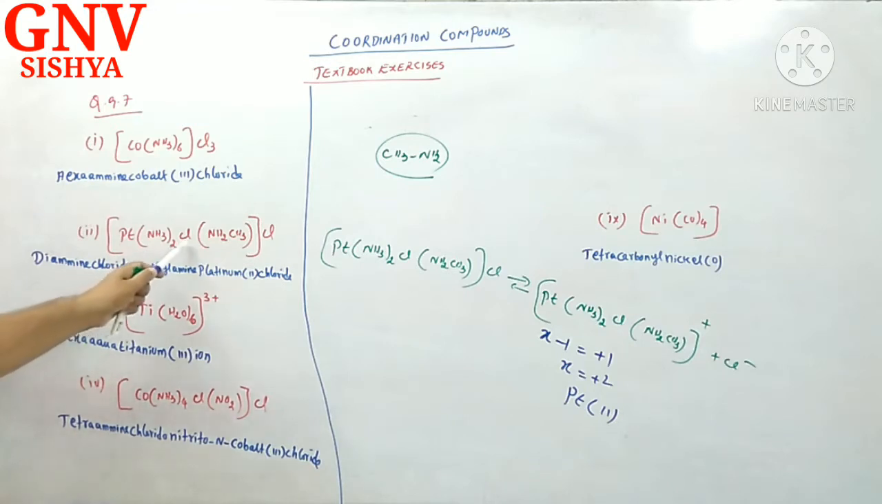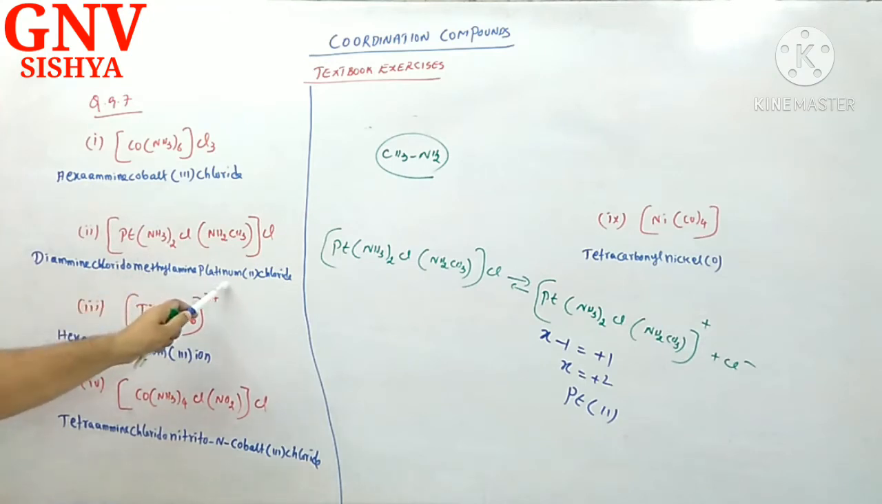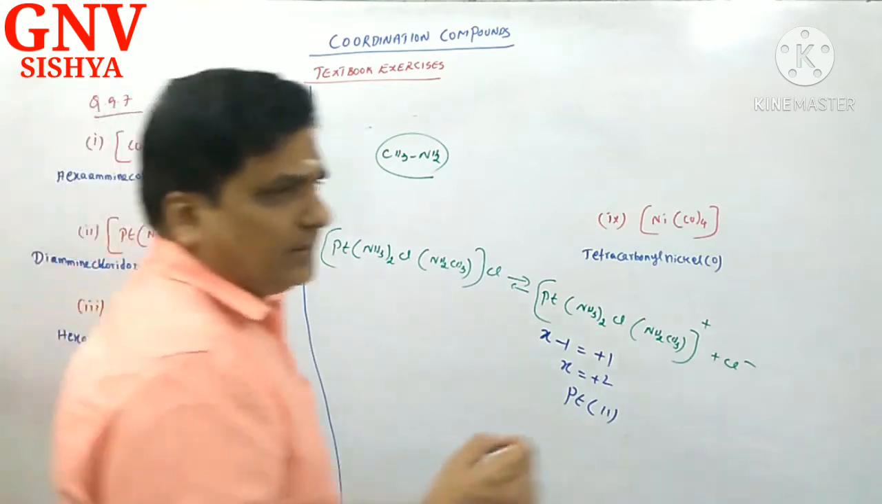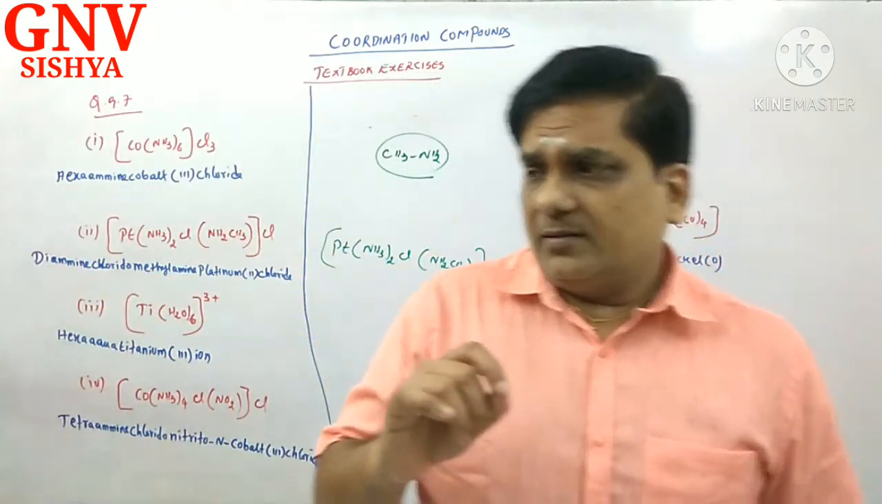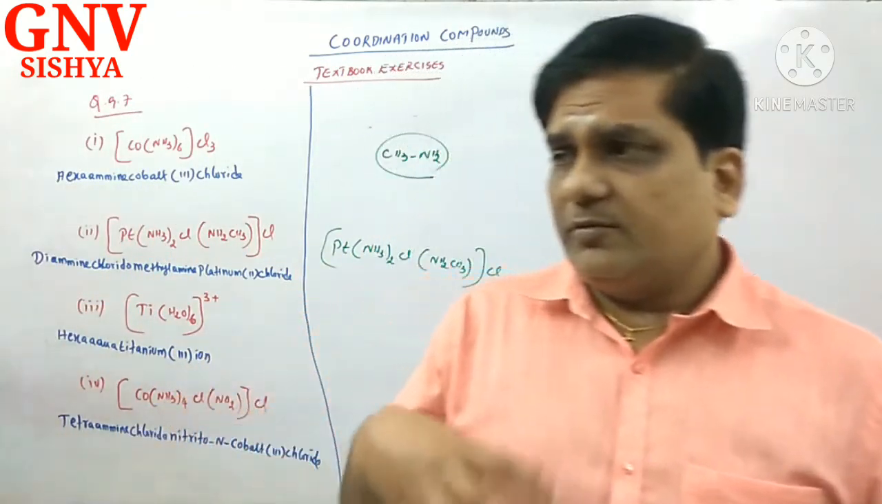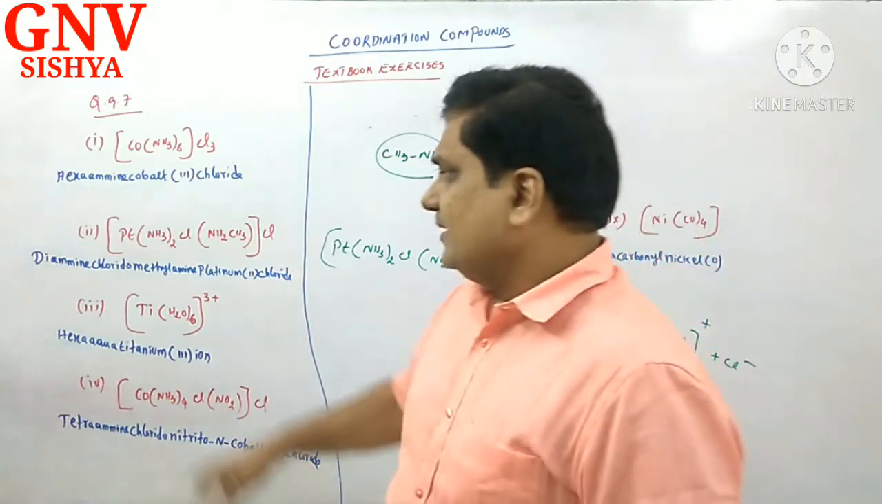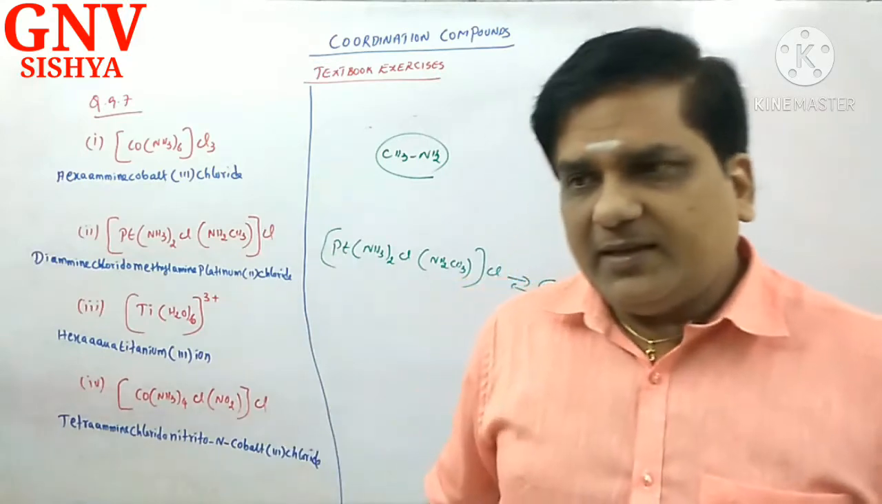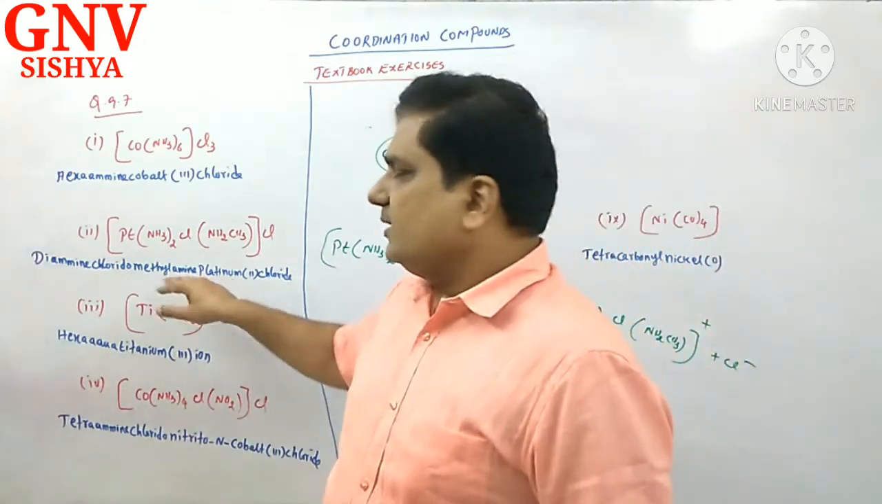Diammine, then chlorido, methylamine, correct? Platinum(II) chloride. Again, these kinds of silly mistakes are committed only by the students who are supposed to do very well in the examination. What is it now? Here methylamine, M-E-T-H-Y-L, A-M-I-N-E. Here some of you inserted a double M.